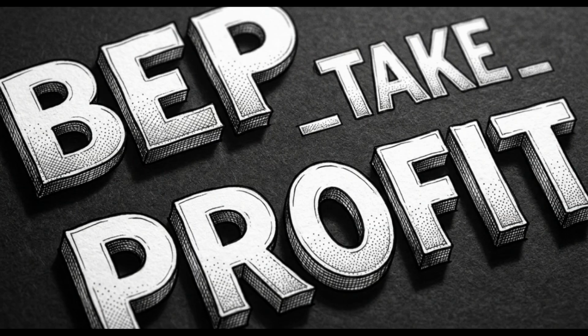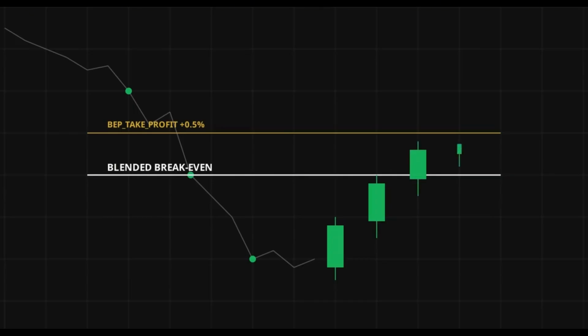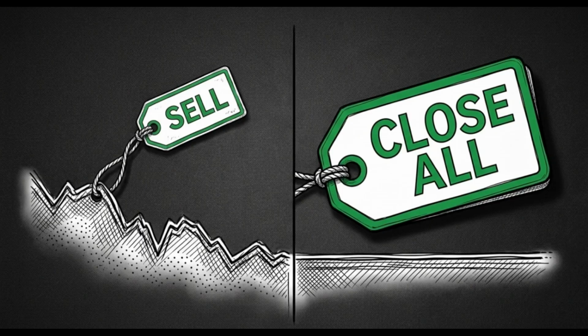Operating concurrently is the macro exit protocol, VEP take profit, or break-even point take profit. Here, the chart displays how the strategy calculates a single blended break-even price. It mathematically aggregates every open order on the position into a unified baseline. When the overall blended break-even price plus the configured percentage target is reached, the system executes a simultaneous close of all open orders.